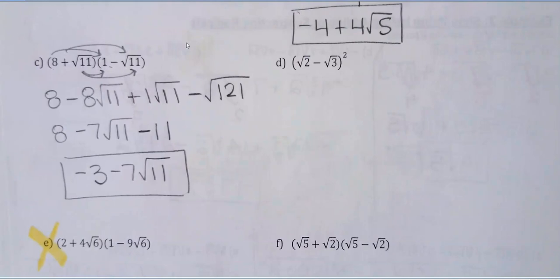Okay, 2 more and then we'll be quiet. How do I do the next problem? I have square root of 2 minus square root of 3, and that whole thing is squared. How would you go about simplifying that?